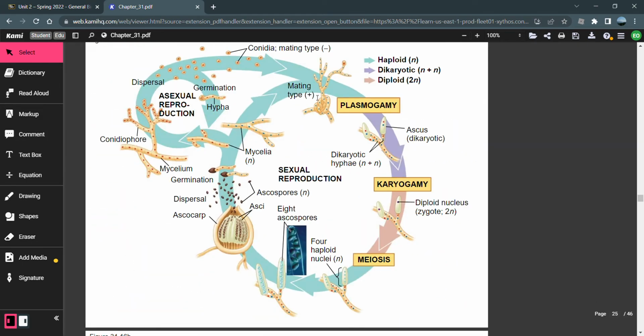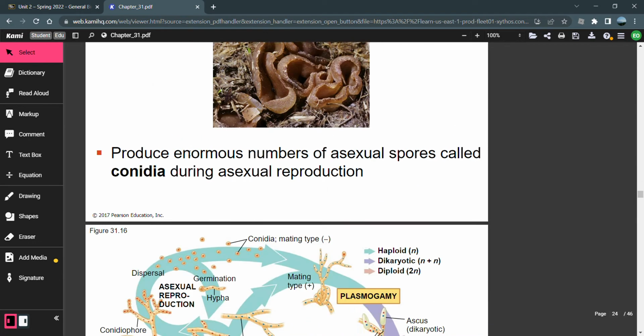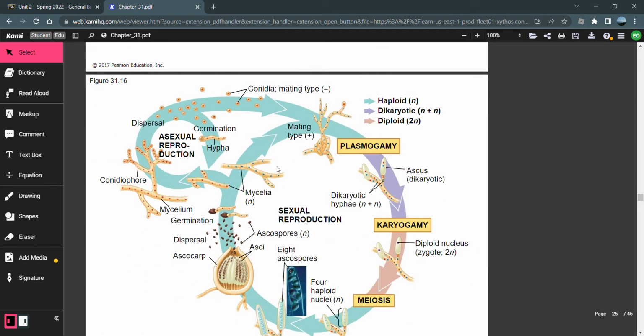So here is the typical ascomycete life cycle. We'll start with asexual reproduction. Here we have the hyphae, and the hyphae would have specialized hyphae called a conidiophore. These conidiophores will spit out their conidia, or equivalent to a spore, and it will either go through asexual reproduction, or sometimes the conidia can also mate with a different mating type.